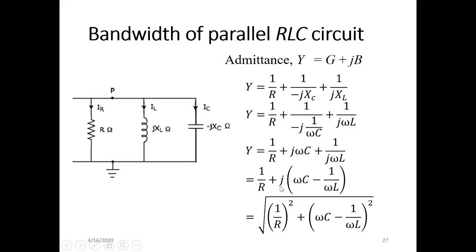Now j is common, I am taking j outside. Omega C minus, why is it coming minus? 1 by j is minus j. So minus 1 by omega L. Right? So if I want magnitude alone, then it will become the square root of (1 by R) the whole square plus (omega C minus 1 by omega L) the whole square. Now this is my admittance.